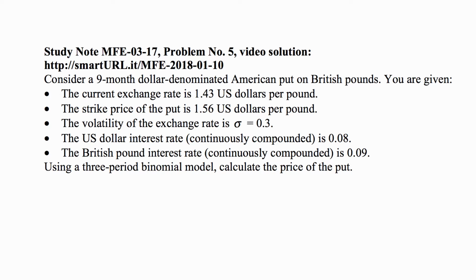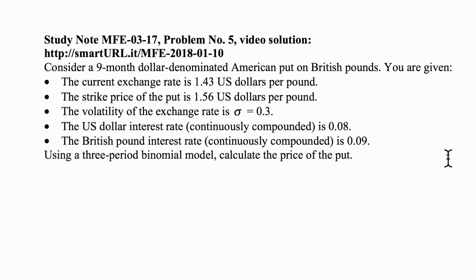Here is a problem for today for exam MFE. Consider a 9-month dollar-denominated American put on British pounds. You are given that the current exchange rate is 1.43 US dollars per pound. The strike price of the put is 1.56 US dollars per pound. The volatility of the exchange rate is sigma equal to 0.3. The US dollar interest rate, continuously compounded, is 0.08, or 8%. And the British pound interest rate, continuously compounded, is 0.09.